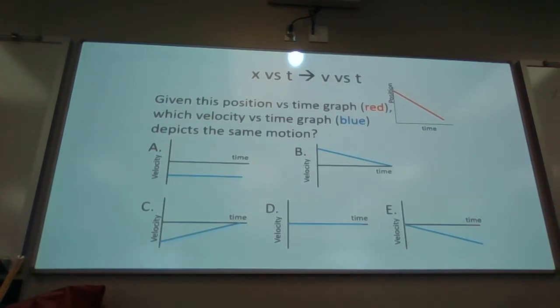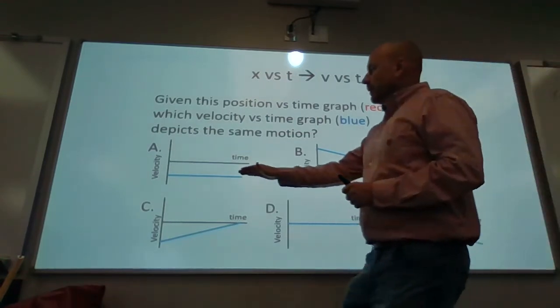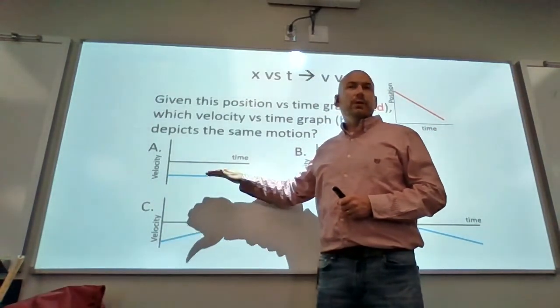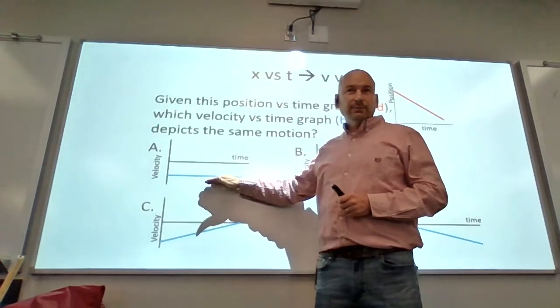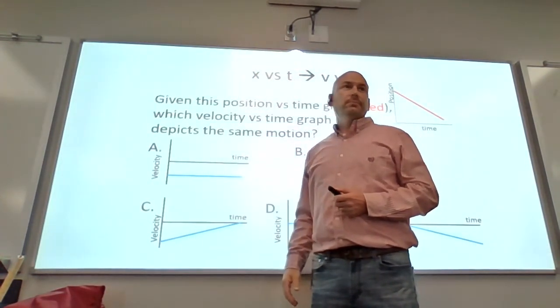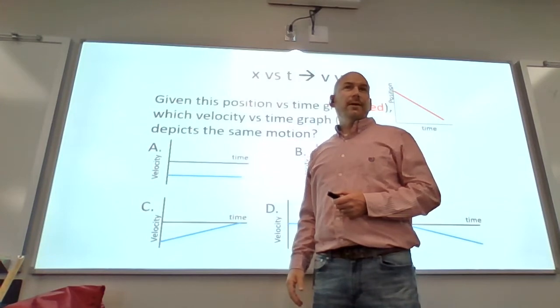Is that slope constant or is it changing? Constant. So the value of velocity is going to be constant as well. It gives you a constant negative velocity. Your cruise control is set, and you're going in the negative direction. All right with that?